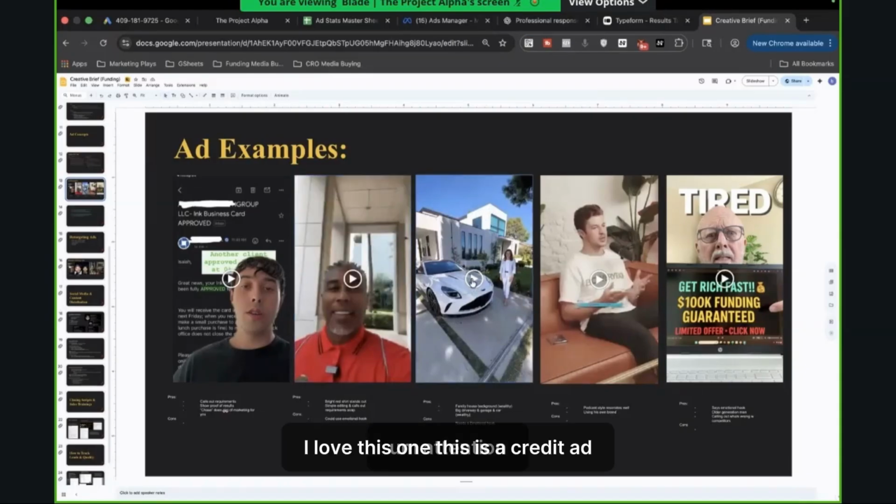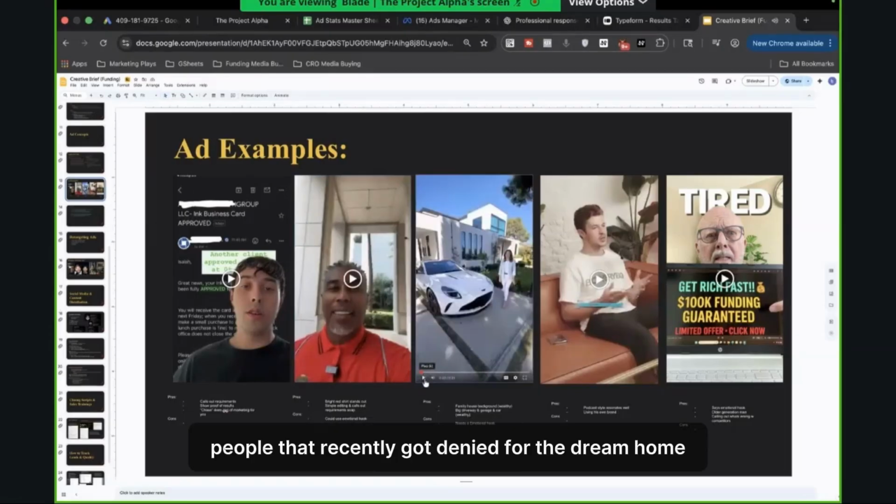This is a credit ad. Attention, people that recently got denied for the dream home because of bad credit. But it goes along with funding, kind of, because she does a couple of things very, very well that I want to share on here.